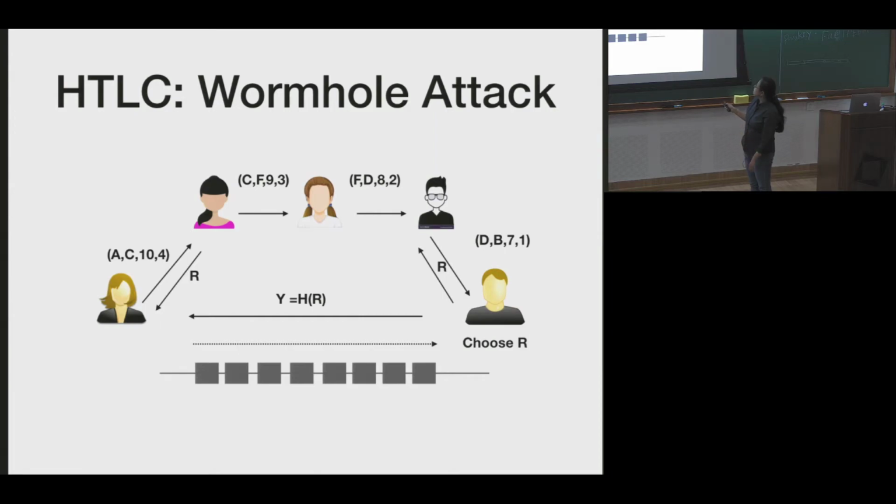The simple way is that Bob chooses R and sends it over here, saying that everyone says you give me R and I will give you the money. Now, what happens if Carol and Dave are malicious? What can they do? They can get this R from Bob, and then Dave can give 7 BTC to Bob.